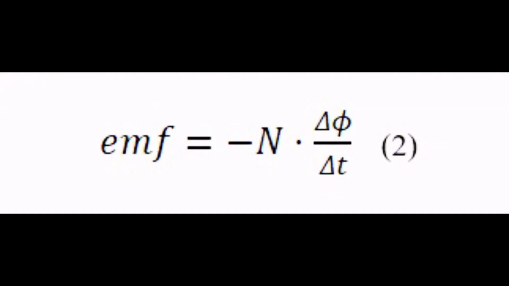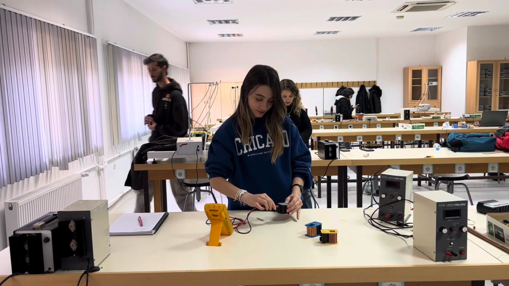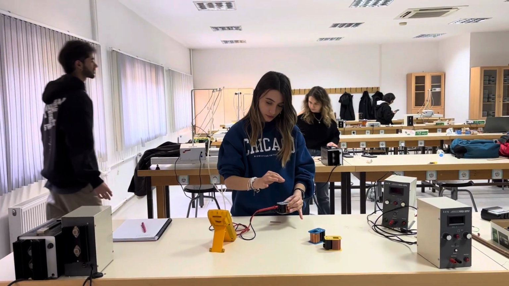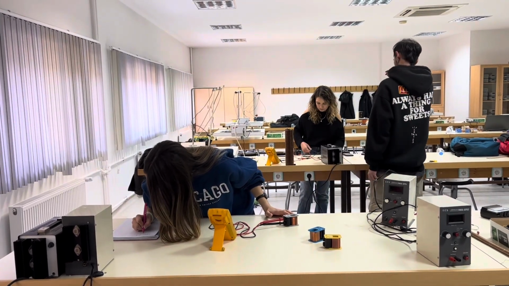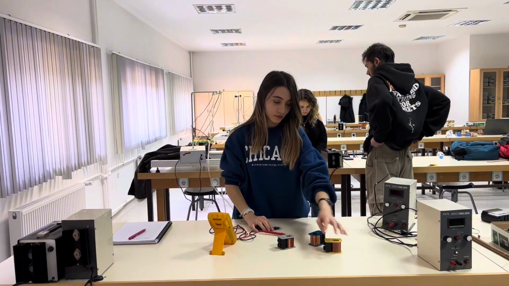For my experiment, I used a magnet, an ammeter to measure the EMF value, wires to connect, and different coils which had different numbers of turns: 200, 400, 600, and 800. To conduct the experiment, firstly I connected the first coil to the ammeter with wires and I dropped the magnet from a certain height. Then I recorded the induced EMF value that I saw in the ammeter. I repeated the same procedure for each coil.